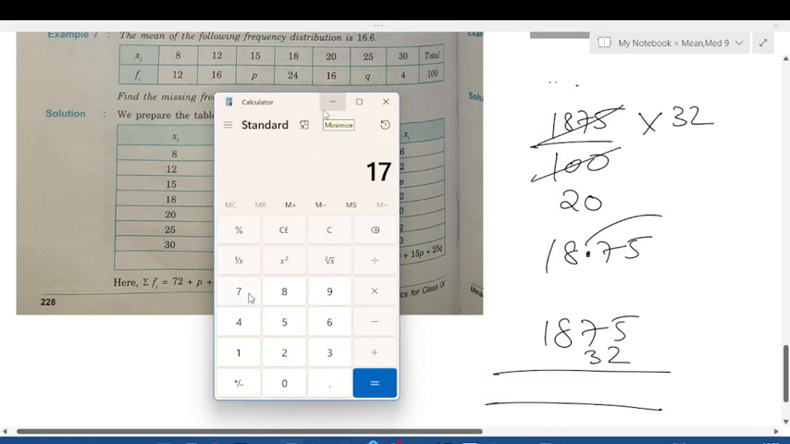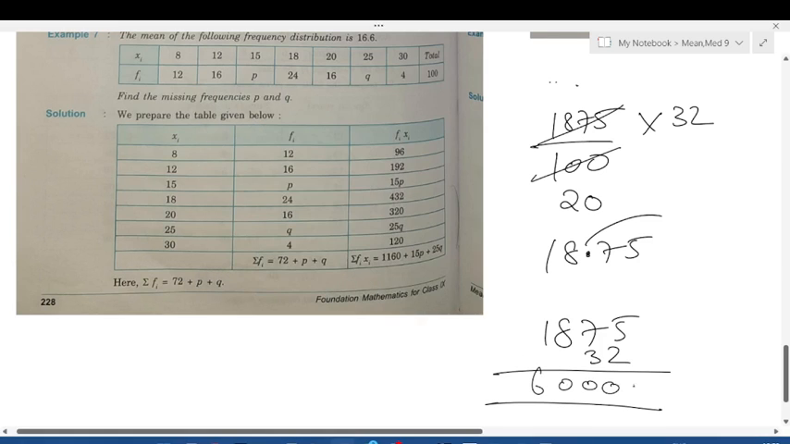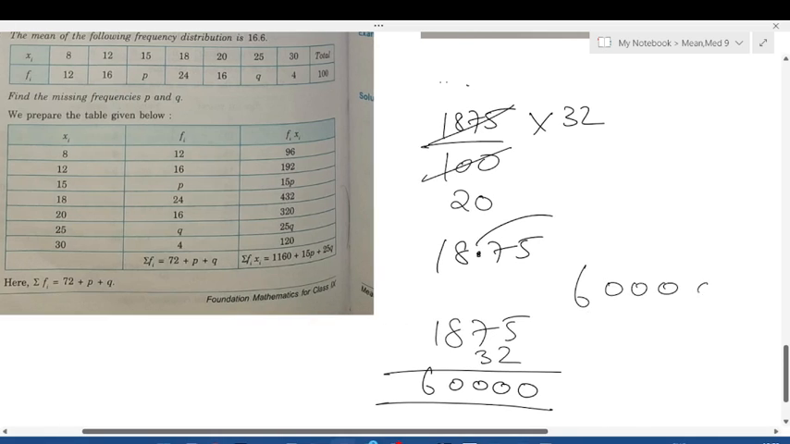Look here, all of you concentrate. 1875 into 32, what's the answer we're getting? What is this, students? 60,000. So write 60,000. How many decimal places are there in 18.75? 2. So from the right-hand side, keep 2 decimal places. What's the answer we get? 600. This is how we have to do it in the exam. There's no other way.